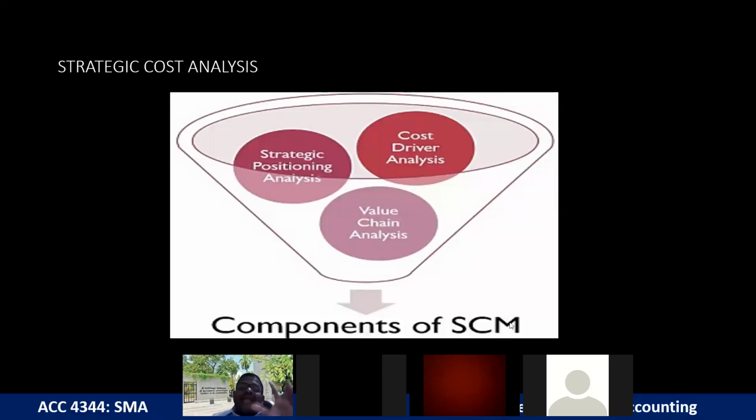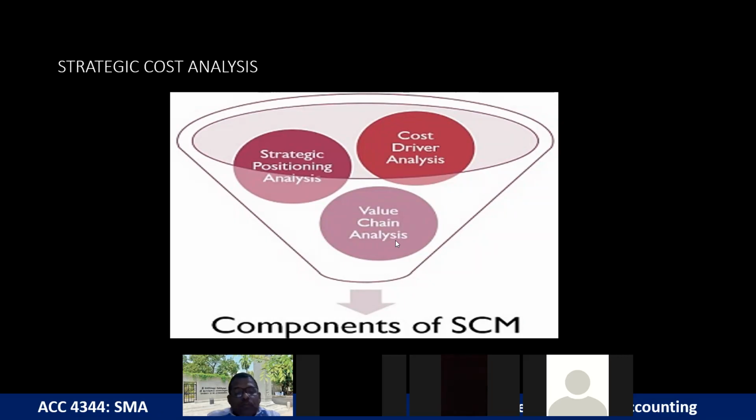When you do that, what is important is strategic positioning analysis. Strategic positioning means what kind of strategy we are going to focus on. The second one is cost driver analysis. Cost drivers are the reasons for incurring cost. We are trying to understand what activities drive cost, but in the context of value chain analysis. So value chain is important.